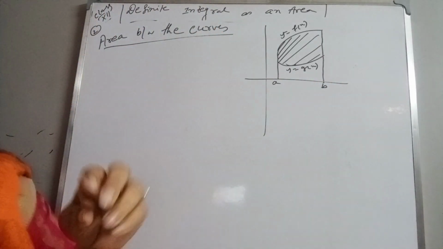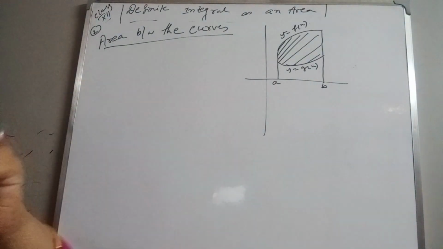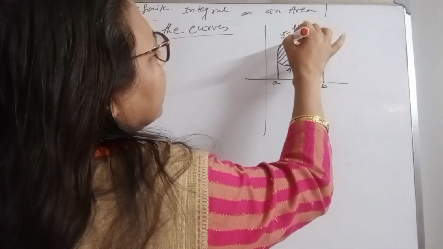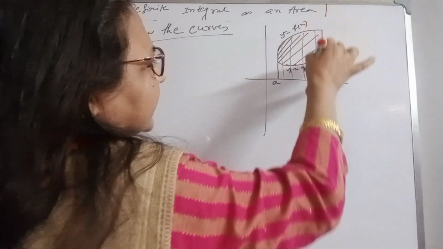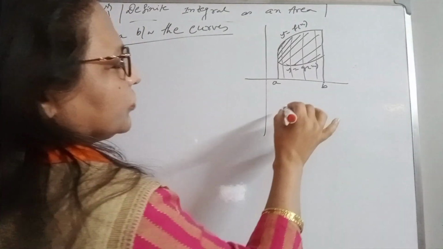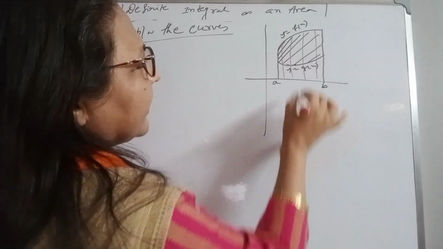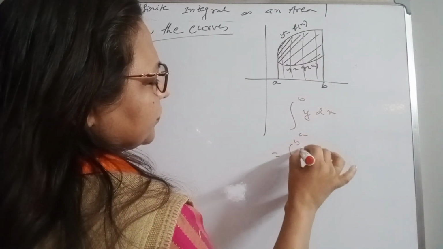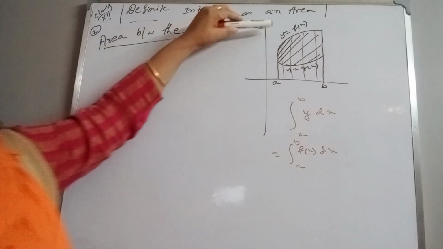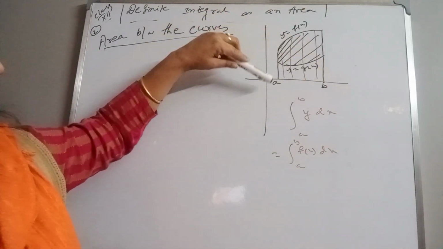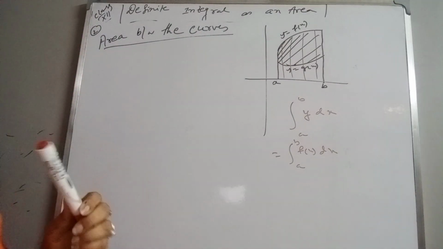At first, we are to find the area of y equals f(x), the whole region, with respect to the x-axis within the region a to b. So what we will write? Integral of y dx from a to b. Here y equals f(x), so we write integral a to b f(x) dx. Okay, so this is the area bounded by y equals f(x) and the x-axis within the limit a to b.